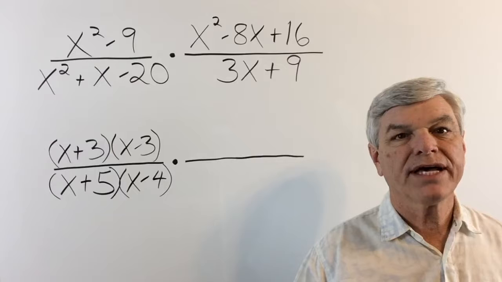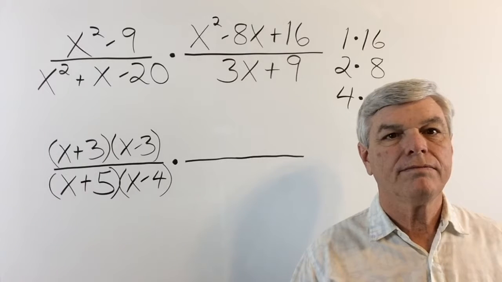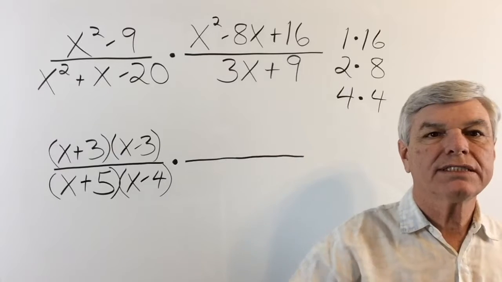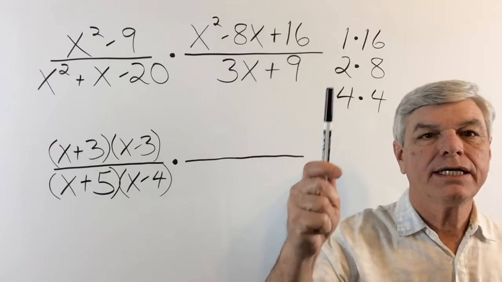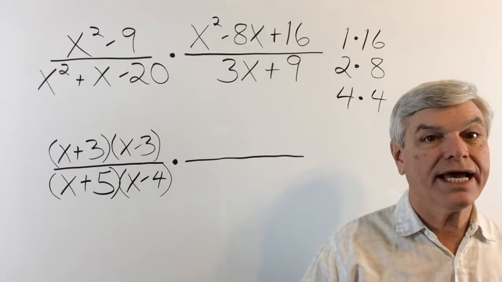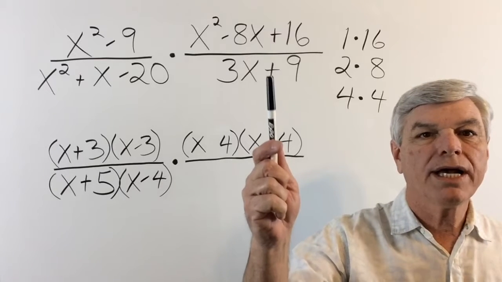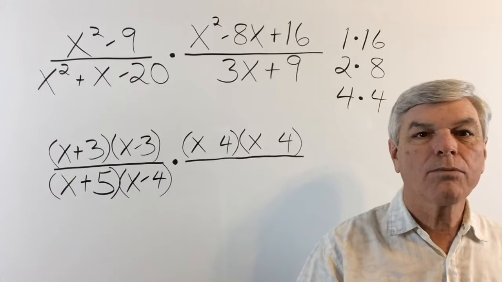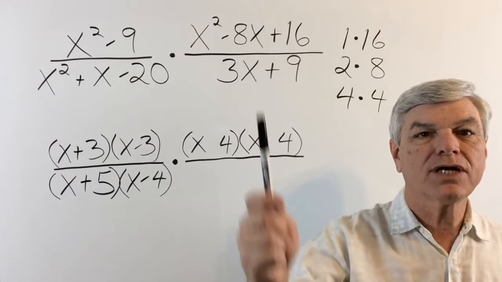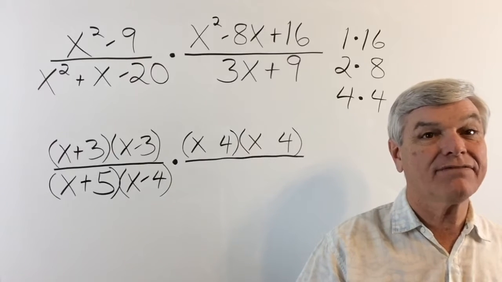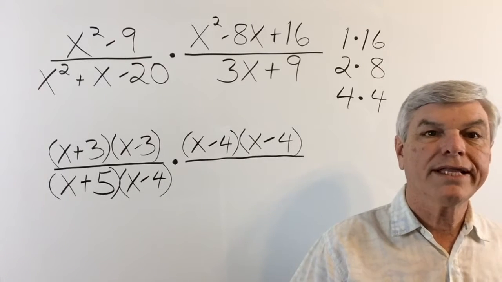So let's tear apart that 16. Can we add or subtract to get to 8? Now let's see, 1 and 16 is not going to do it. 2 and 8 is not going to do it. 4 and 4 will get us to 8. And we got a positive 16, so both of them will be positive or both of them will be negative. Let's see, we're trying to get to negative 8. So how about negative 4 and negative 4 gets us to negative 8? Oh, that looks real good.